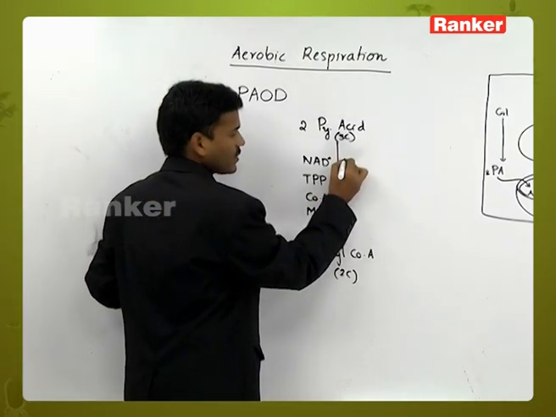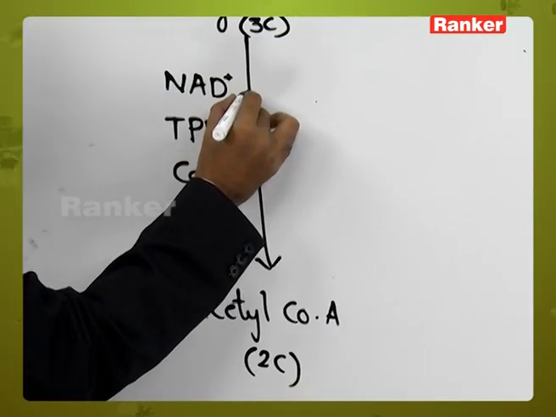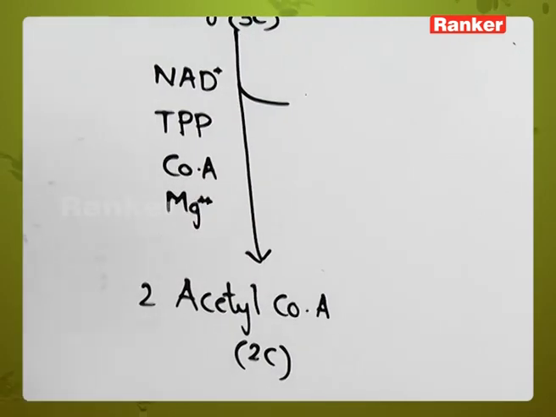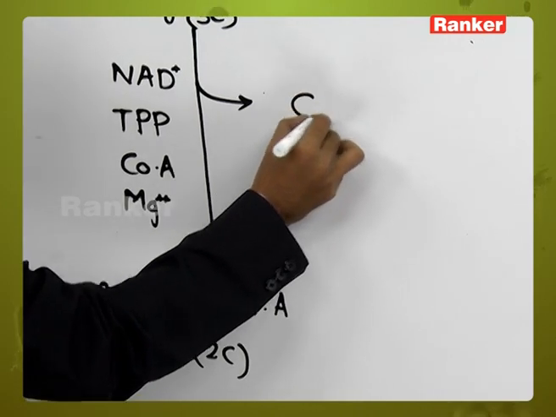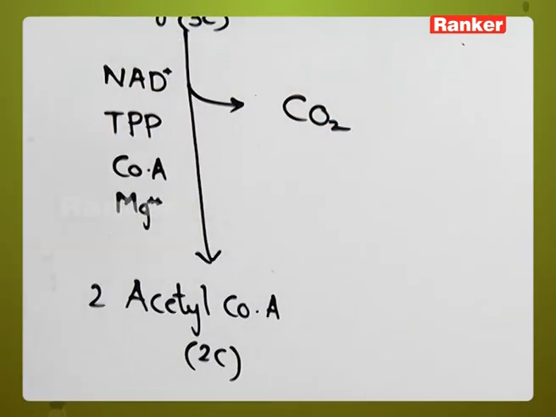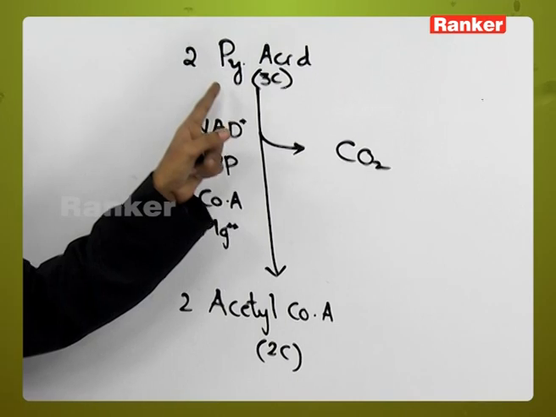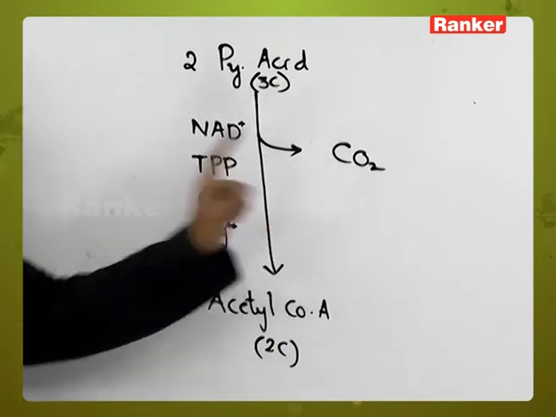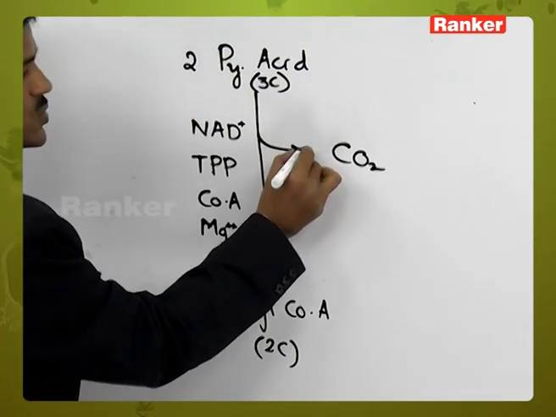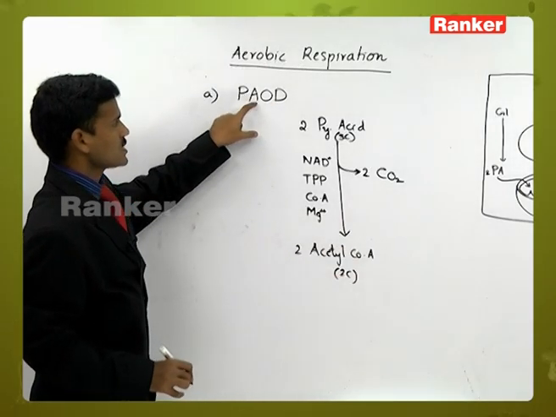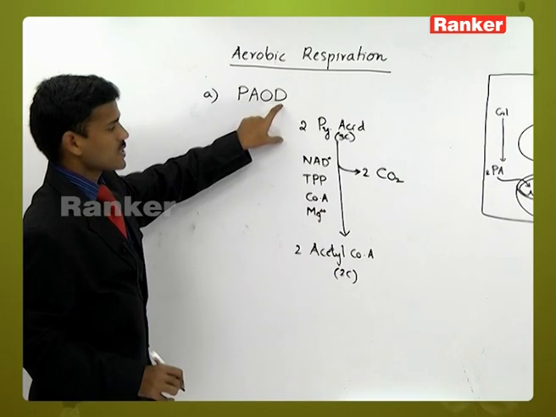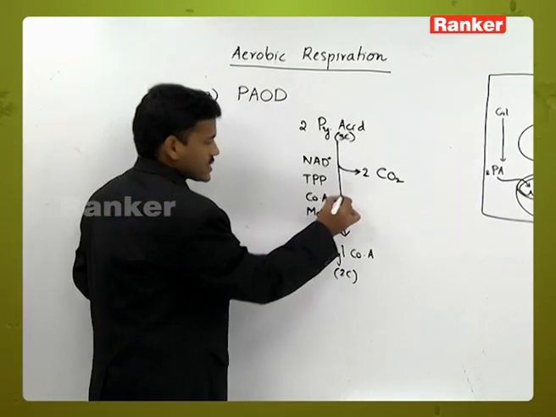In this step, pyruvic acid undergoes decarboxylation. Decarboxylation means carbon dioxide is removed. From each pyruvic acid, one carbon dioxide is removed, so two CO2 are removed. So it is a decarboxylation process.